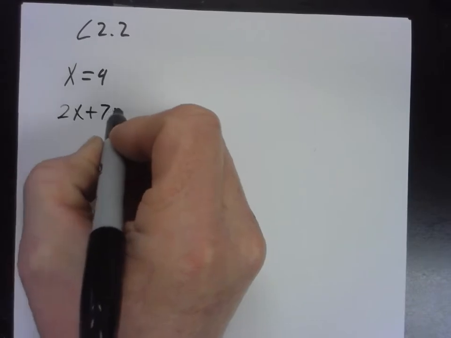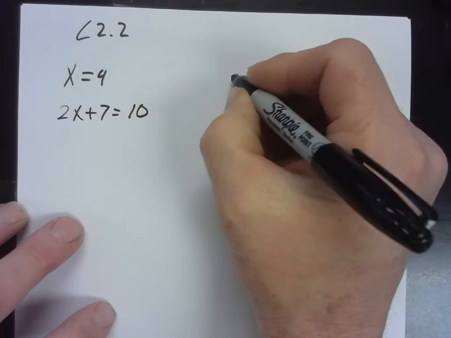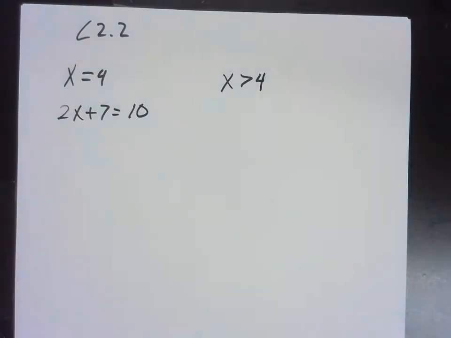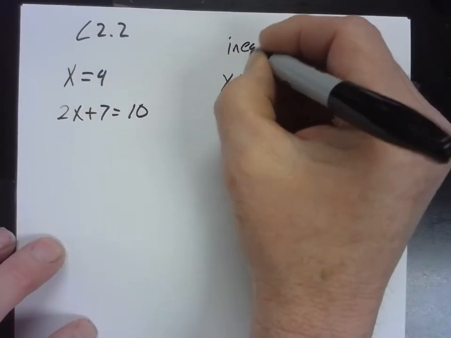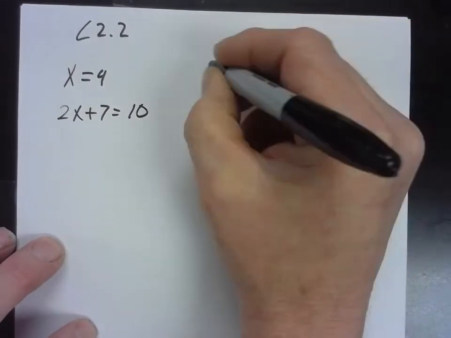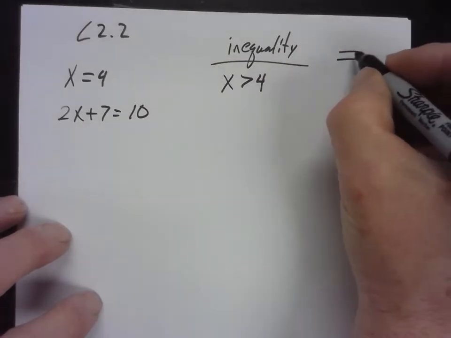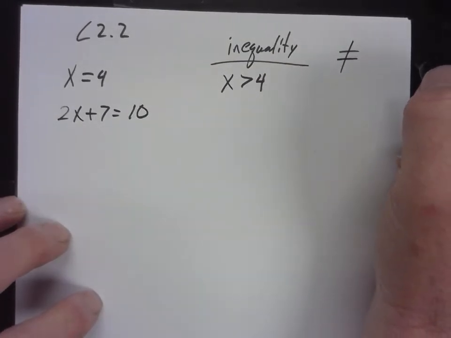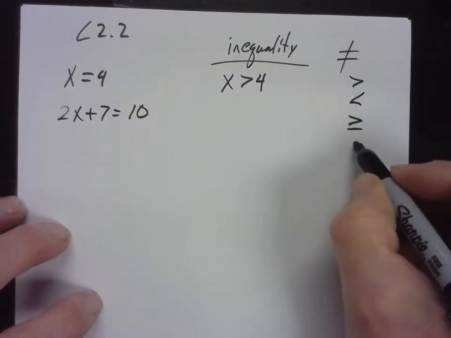2x plus 7 equals 10. That's an equation. That's an equality, right? So this, what's that? Inequality. That's an inequality. Less than, greater than, what else? Yeah, less than or equal to, greater than or equal to. Also this one, which we don't use that often, not equal to. But mostly greater than, less than, greater than or equal to, less than or equal to.